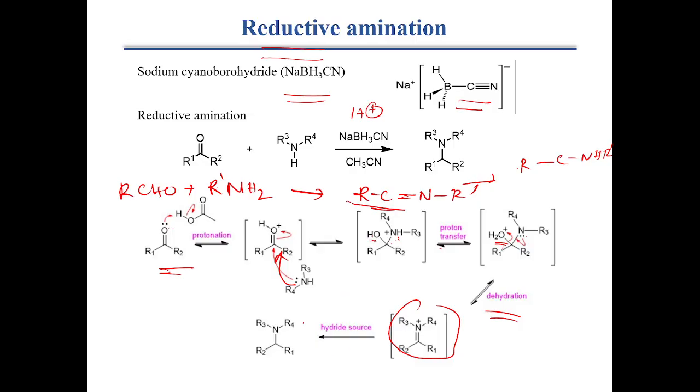So now sodium cyanoborohydride comes into the picture. It attacks the iminium compound as a hydride source and gives this saturated compound, that is, this reductive amination product.